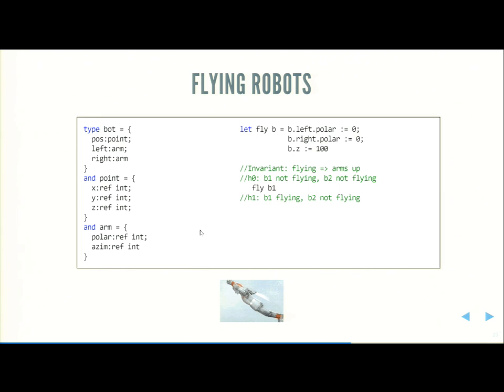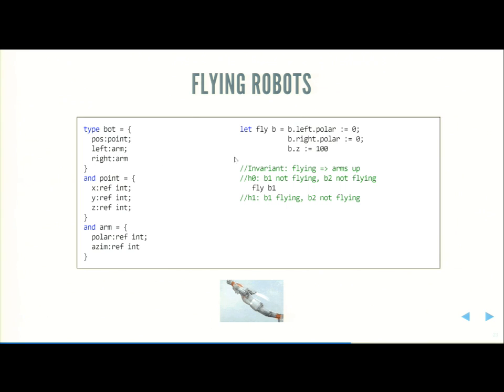I don't know if some of you have recognized this image from a Japanese TV series some years ago, but if you do, you might appreciate that. So the idea here is that we have this very simple model of a flying robot where a robot just has a position and two arms. And our robot has an invariant that whenever it's flying, its arms are up.